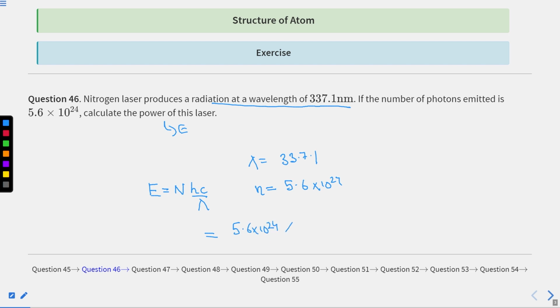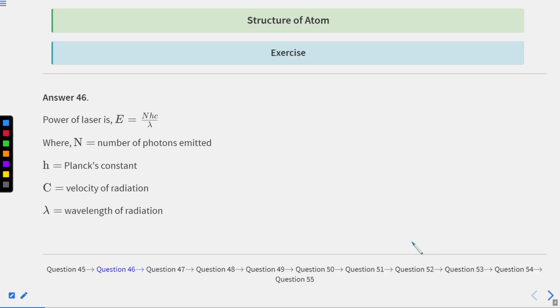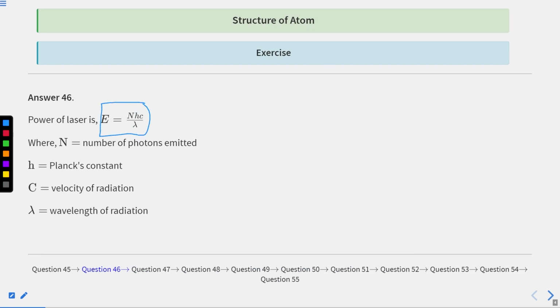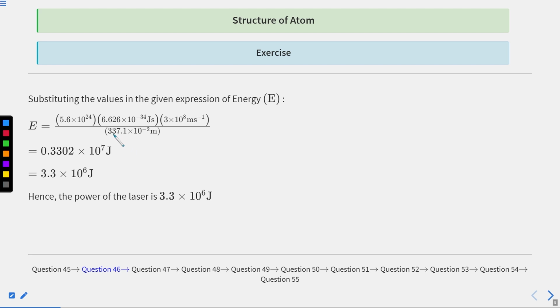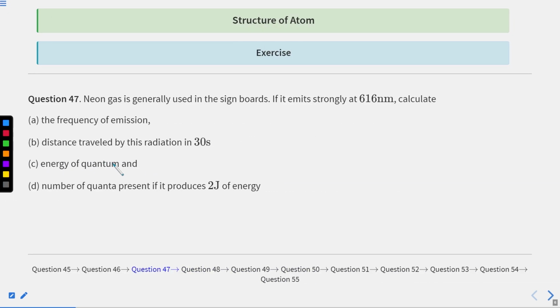5.6 into 10 to the power 24, 6.626 into 10 to the power minus 34, 3 into 10 to the power 8. And if we convert this nanometer into meter, that would be 10 to the power minus 9, so 337.1 into 10 to the power minus 9. If you calculate this value, you will get your energy. So the formula is E = NhC by lambda. N is the number of photons, h is Planck's constant, c is the velocity of radiation, and lambda is the wavelength of radiation. We have plugged in these values, and then we got the energy as 3.3 into 10 to the power 6 joule.